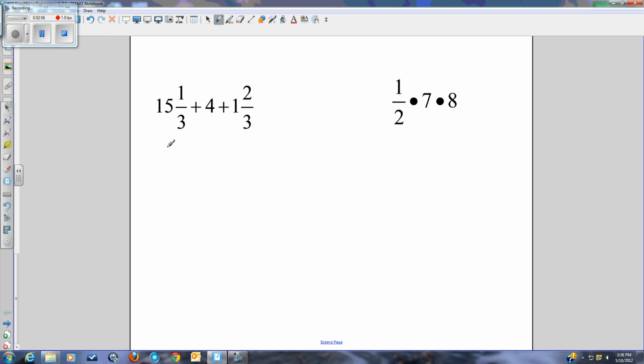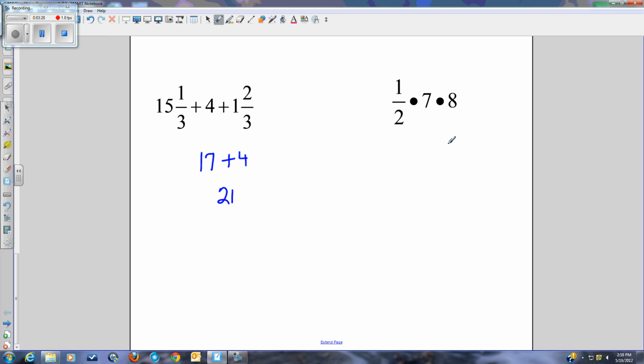15 and 1/3 plus 4 plus 1 and 2/3. Well, I know that 15 and 1/3 plus 1 and 2/3 is going to give me a whole number. So I'm going to do that first. 2/3 and 1/3 give me 1. 15 and 1 gives me 16, but then I've still got this 1 over here from 1 and 2/3, and so that will give me 17 total. And then I'm going to just add the 4, which will give me 21.